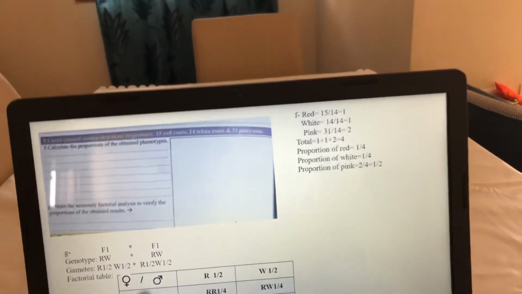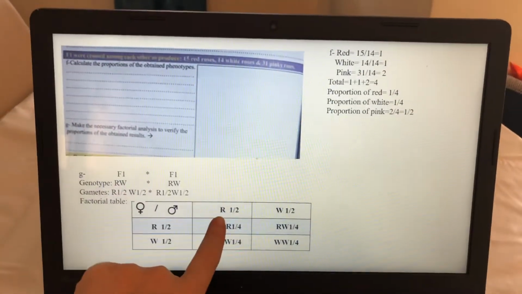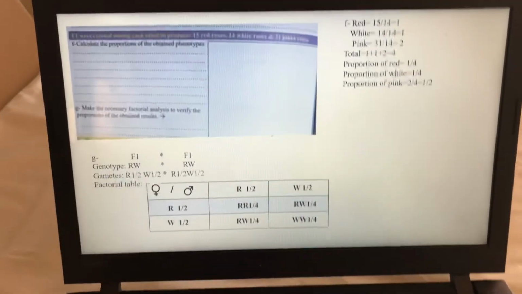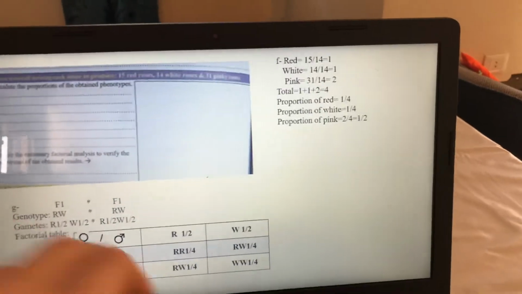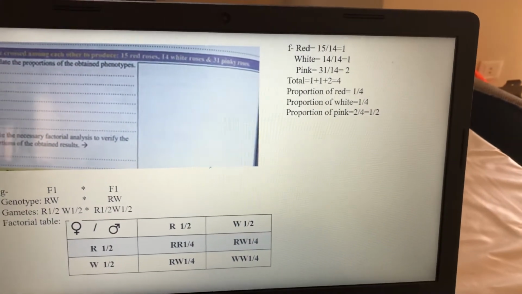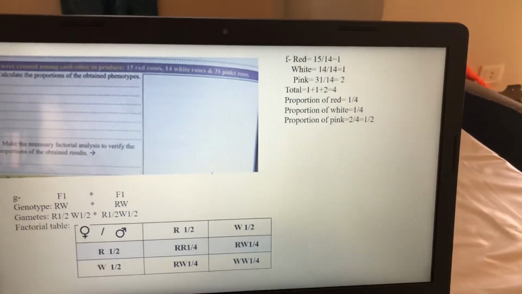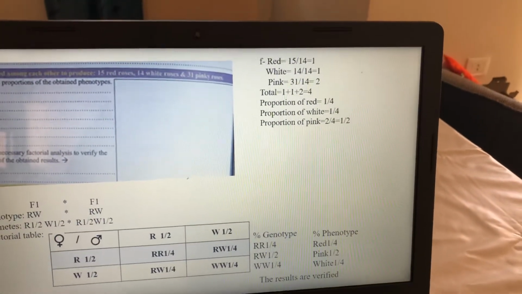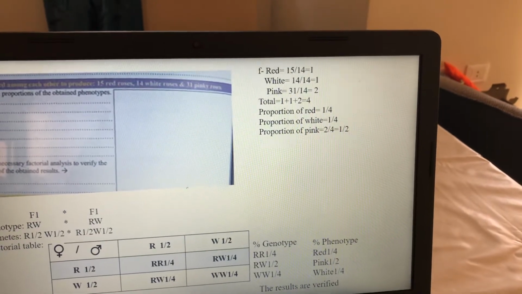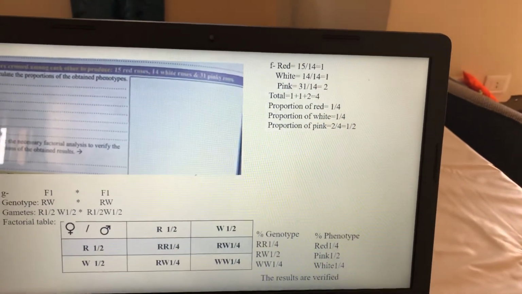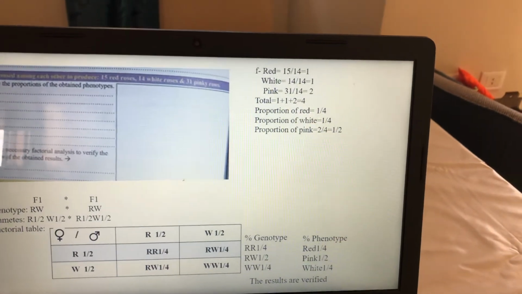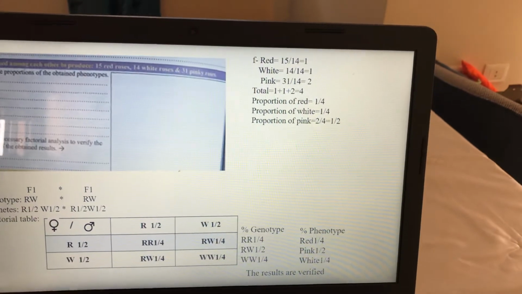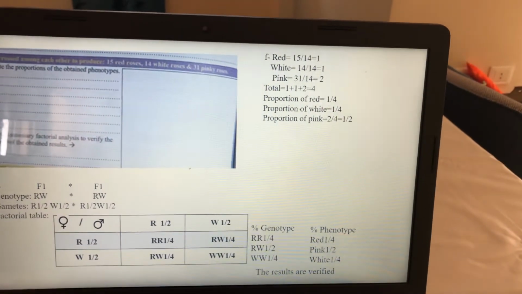Of course, the female and the male. The gametes of the male are R and W, and R and W for the female, each is 1 over 2. And each box is 25%, which represents 1 over 4 in the proportion. So you will have 1 over 4 RR, which is red, 1 over 2 RW, which is pink, and 1 over 4 WW, which is white. So you have to write that the results are verified, okay, because they are going to check in your official exam. If this word is written, then they correct it.